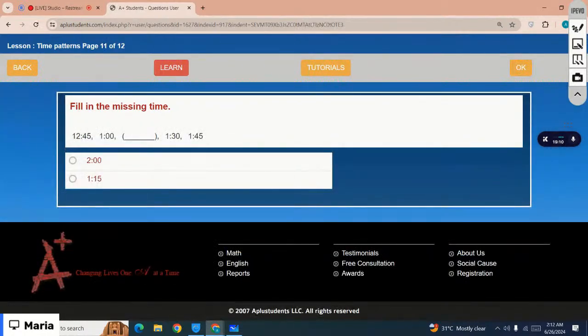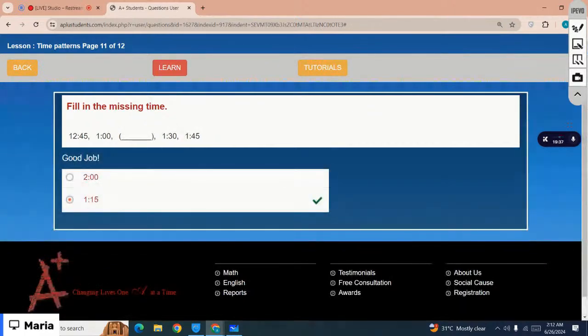Fill in the missing time. 12:45, 1, the missing one, 1:30, 1:45. So which one is missing? Yes, the time is increasing by 15 minutes. So the missing one is 1:15. Very good.